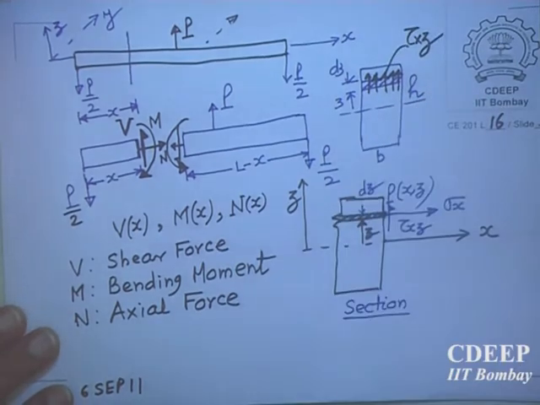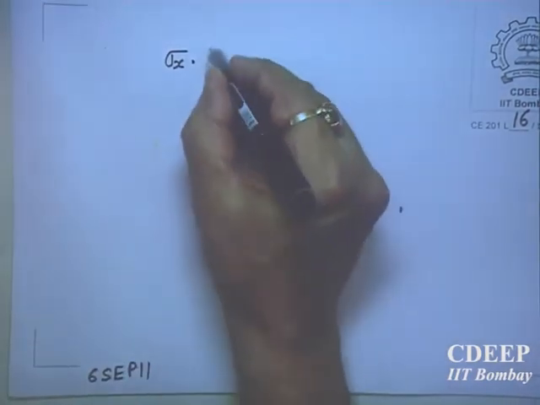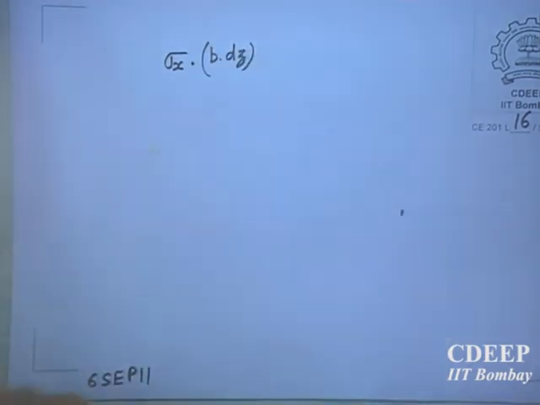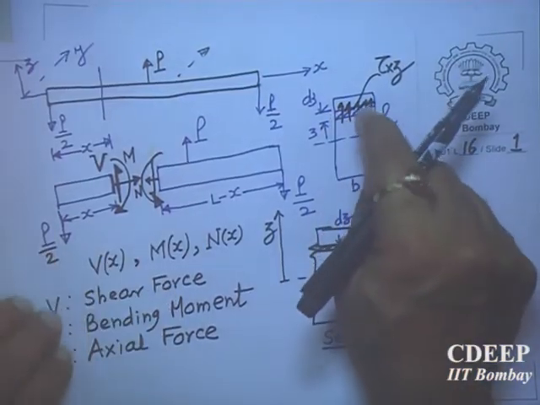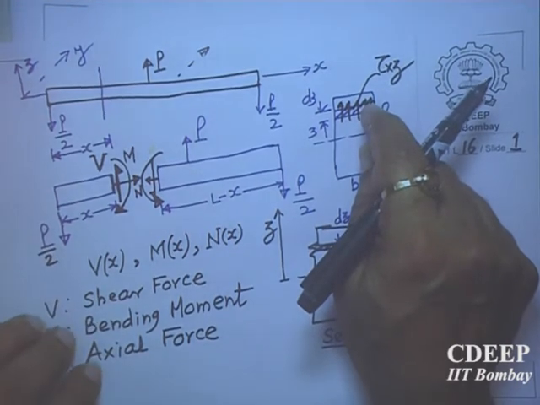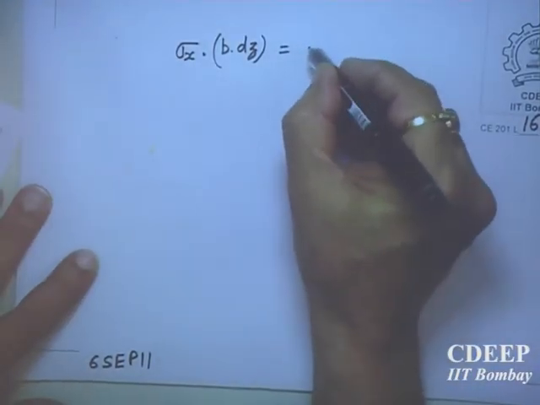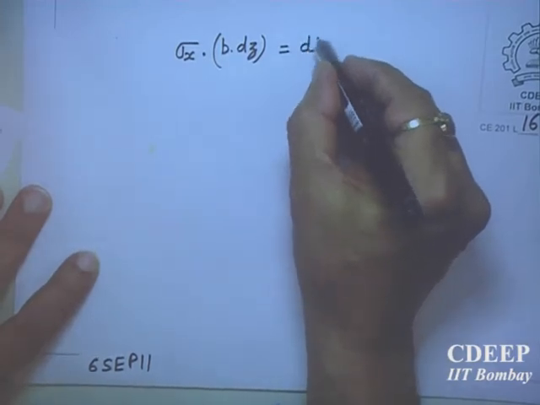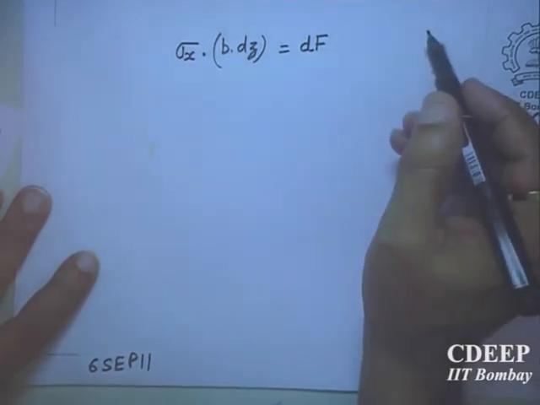So sigma x multiplied by b into dz. What is b into dz? It is the area, this area, b into dz. This is b and this is small dz. Is it okay? Small area. So sigma x multiplied by the area will give you a small normal force, a small force dF, which will be normal to the cross section.